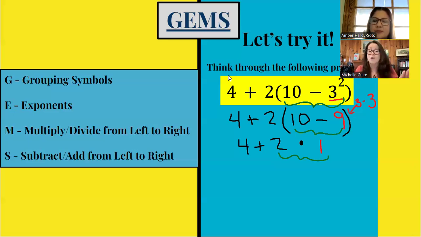Well, what comes first? Let me see. When we look at GEMS: grouping symbols, exponents, multiply and divide from left to right, then add and subtract from left to right. Well, we only have multiplication and addition, so we're going to multiply first. So 2 times 1 gives us 2. Now we have 4 plus 2, and that's our last operation, and our final result will be 6.